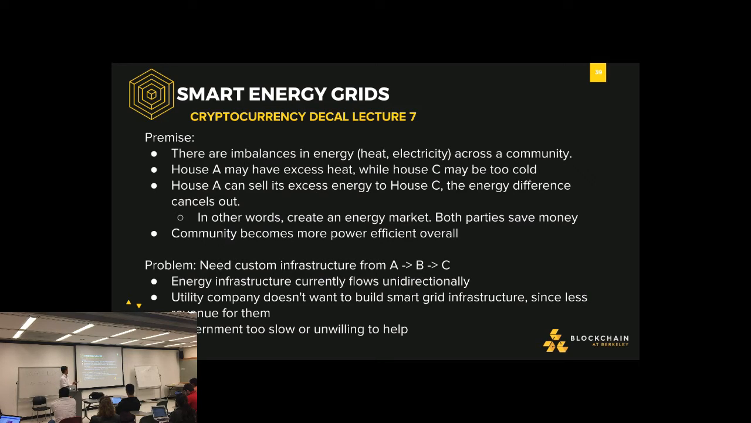So in other words, you're also just creating an energy market, right? But the thing is, you need custom infrastructure between these houses, from house A to house B to house C. And the current infrastructure only flows unidirectionally from the utility companies to the endpoints, the houses. And this utility company is not going to want to build this smart grid infrastructure because it means they get less revenue. Because if the houses are buying energy from each other, they can't scrape a bit off of profit off of being the intermediary. So also in this case, the government is usually too slow or unwilling to help. Like, what does the government get out of this? But it's purely these peers that are going to benefit from this.